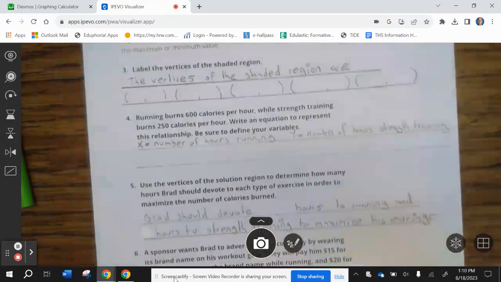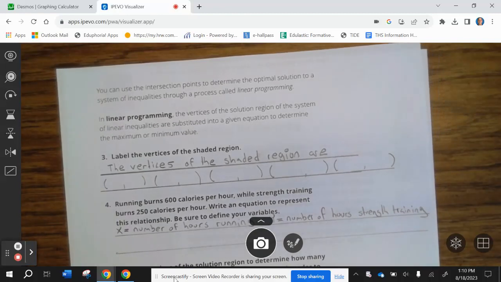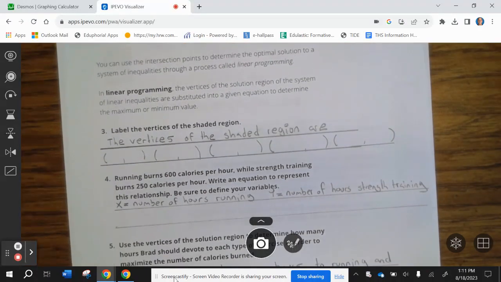All right, let's take a look at this page. You can use the intersection points to determine the optimal solution to a system of inequalities through a process called linear programming. In linear programming, the vertices of the solution region of the system of linear inequalities are substituted into given equations to determine the maximum or minimum value. Label the vertices of the shaded region.